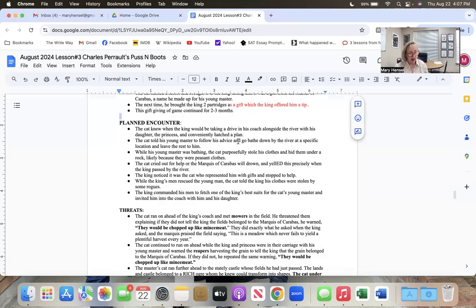And I believe he said, and I'm going to quote him, if you will follow my advice, your fortune is made. All you must do is go and bathe in the river at the place I show you and leave the rest to me. Your fortune is made. He's already made a little bit of money, so he's probably like, all right, I'll go along with it.